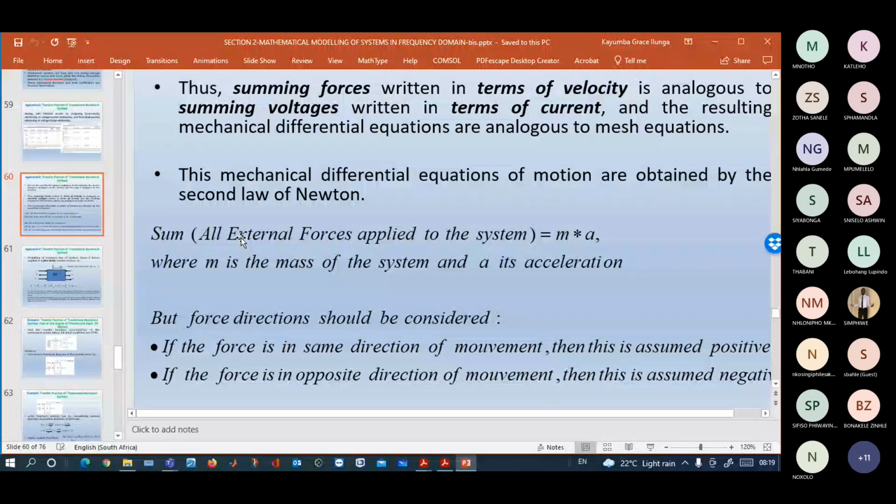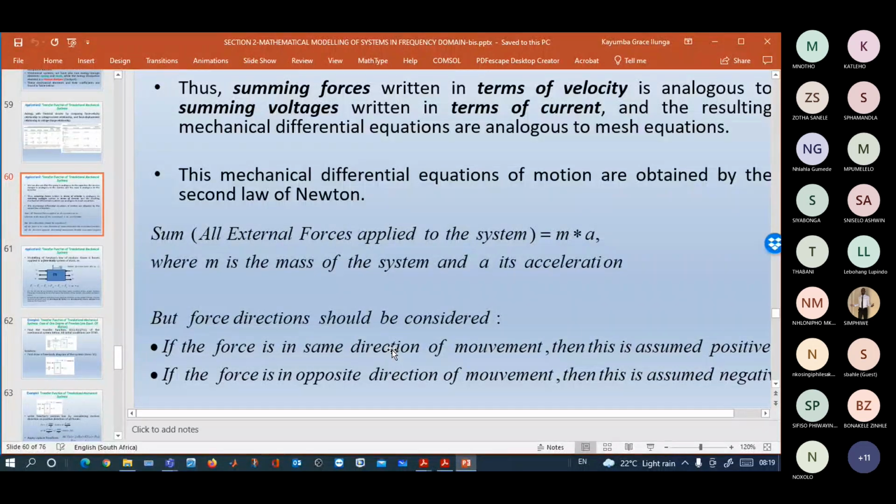So now, this is how it can be written: mass times acceleration. Then there is something very important to notice now. It's the direction of the force. Remember also in an electrical system, we had the current. We had to choose the direction of the current, how the current is going to flow, and that could determine the sign of our voltage.